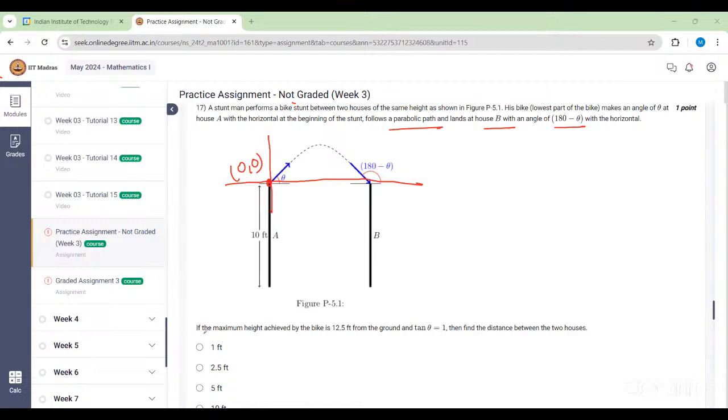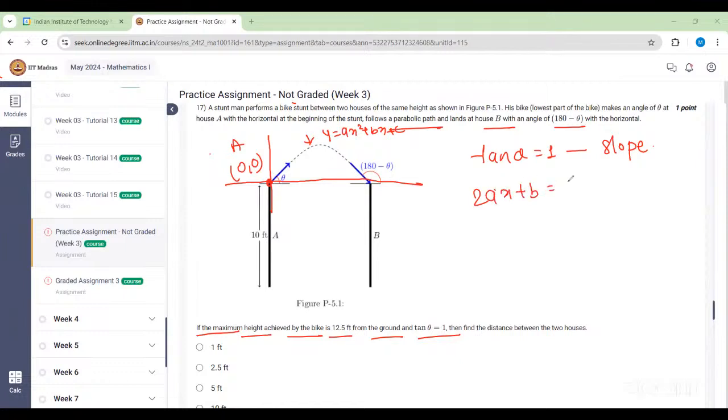Now here it says that if the maximum height achieved by the bike is 12.5 feet from the ground and tan theta is equal to 1, then find the distance between the two houses. So we have to use these two pieces of information: tan theta is equal to 1, and 12.5 feet is the maximum height. Here at point A, we are given that tan theta is equal to 1, and this is the slope. Suppose the path of this parabola is expressed by ax square plus bx plus c. That means 2ax plus b is equal to 1 is given to us.